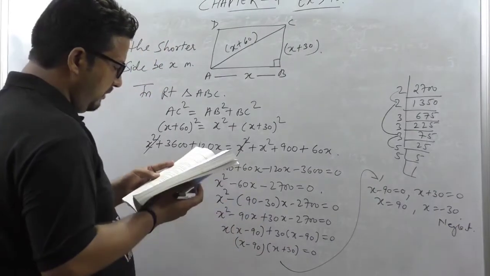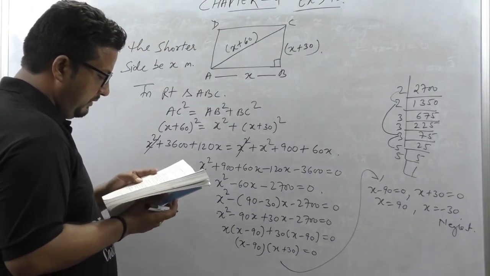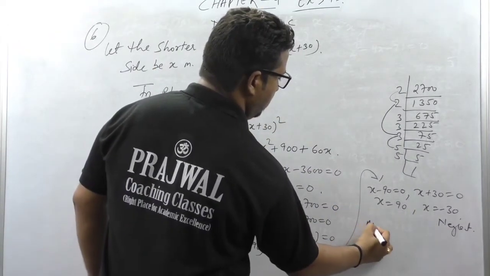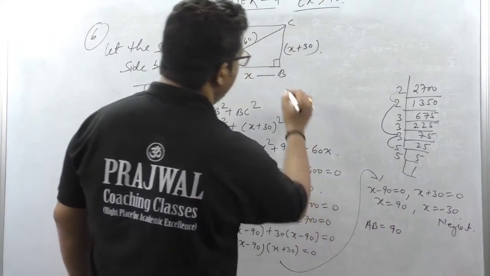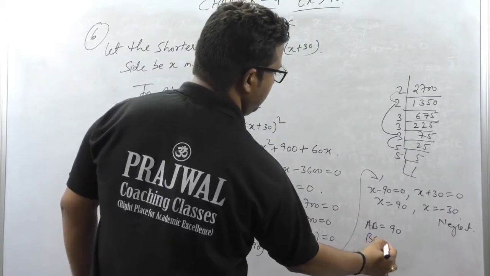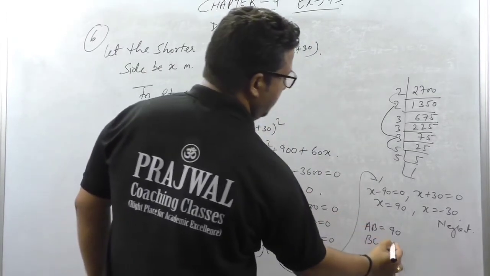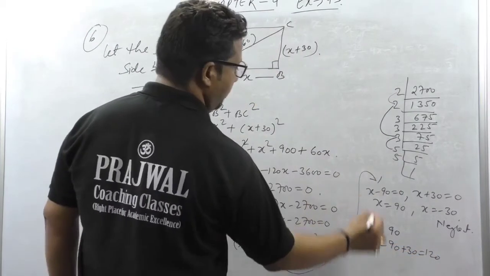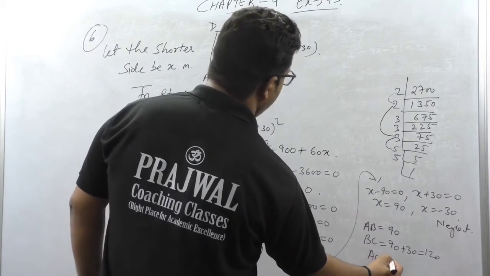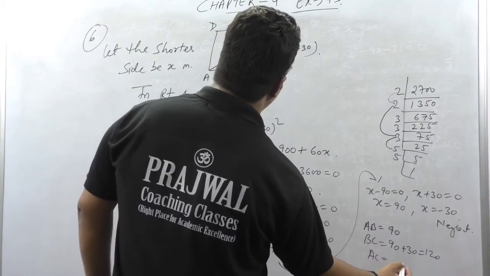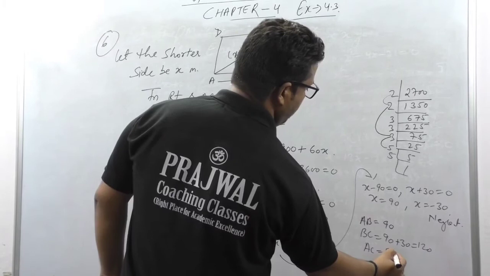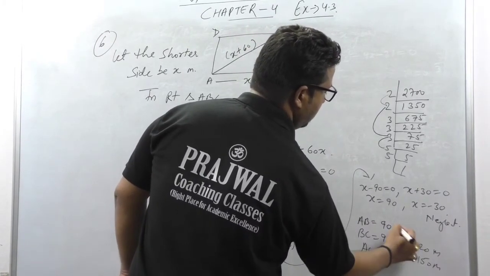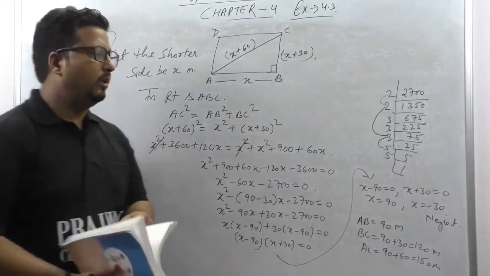So now in the question what we have to find, actually we have to find the sides of the field. So now we understand AB value. AB we got how much? 90. If we talk about BC, BC is x plus 30, that means 90 plus 30, it will be how much? 120. And we can find the diagonal also, that is called AC, and that will be x plus 60, that means 90 plus 60, and it will be, I think, 150. All are in meters. I hope you understand everyone.